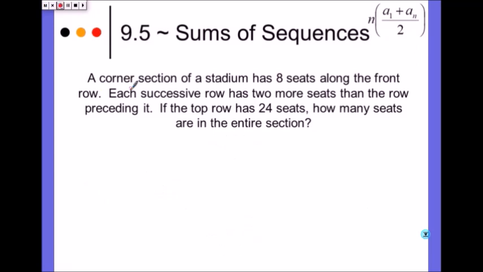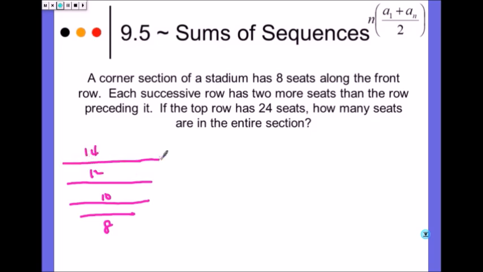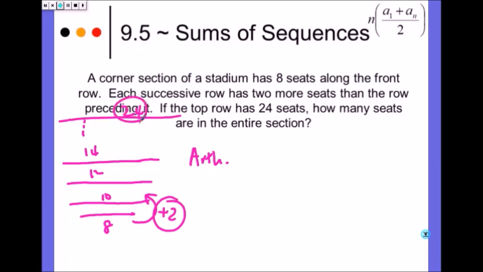A corner section of a stadium has 8 seats along the front row. Each successive row has 2 more seats than the row preceding it. So there are 8 first, and then 2 more, so 10, then 12, 14, and so on, okay? As you can see, it's increasing by 2, so it is an arithmetic sequence. And the question is, if the top row has 24 seats, how many seats are in the entire section?